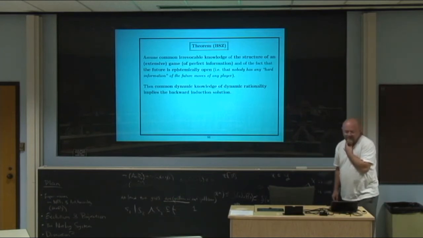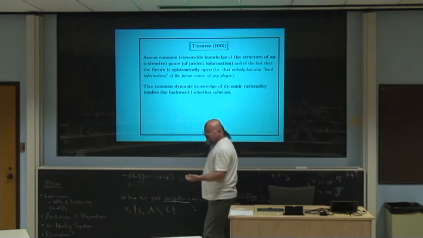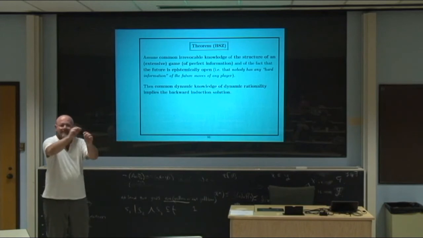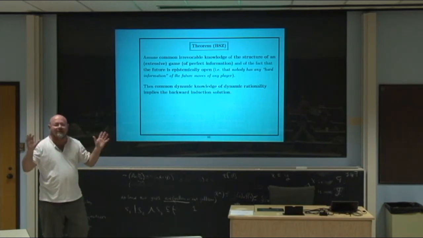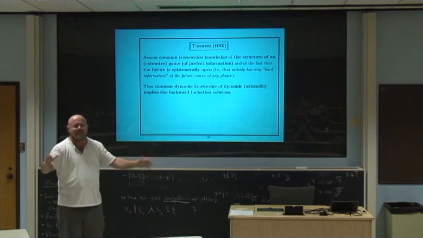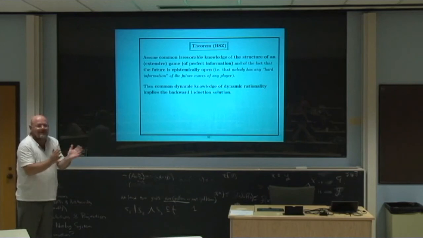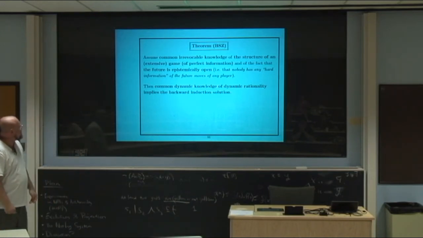So essentially the theorem is the following. We assume three things. We assume, as usual in game theory, that the game is known. So the structure of the game, the moves, the outcomes, the payoffs, are common knowledge in the sense of K, irrevocable knowledge. That's the game. Of course, you can relax this, but it's not really necessary. It's like not being sure what game you are playing. That's a different thing.